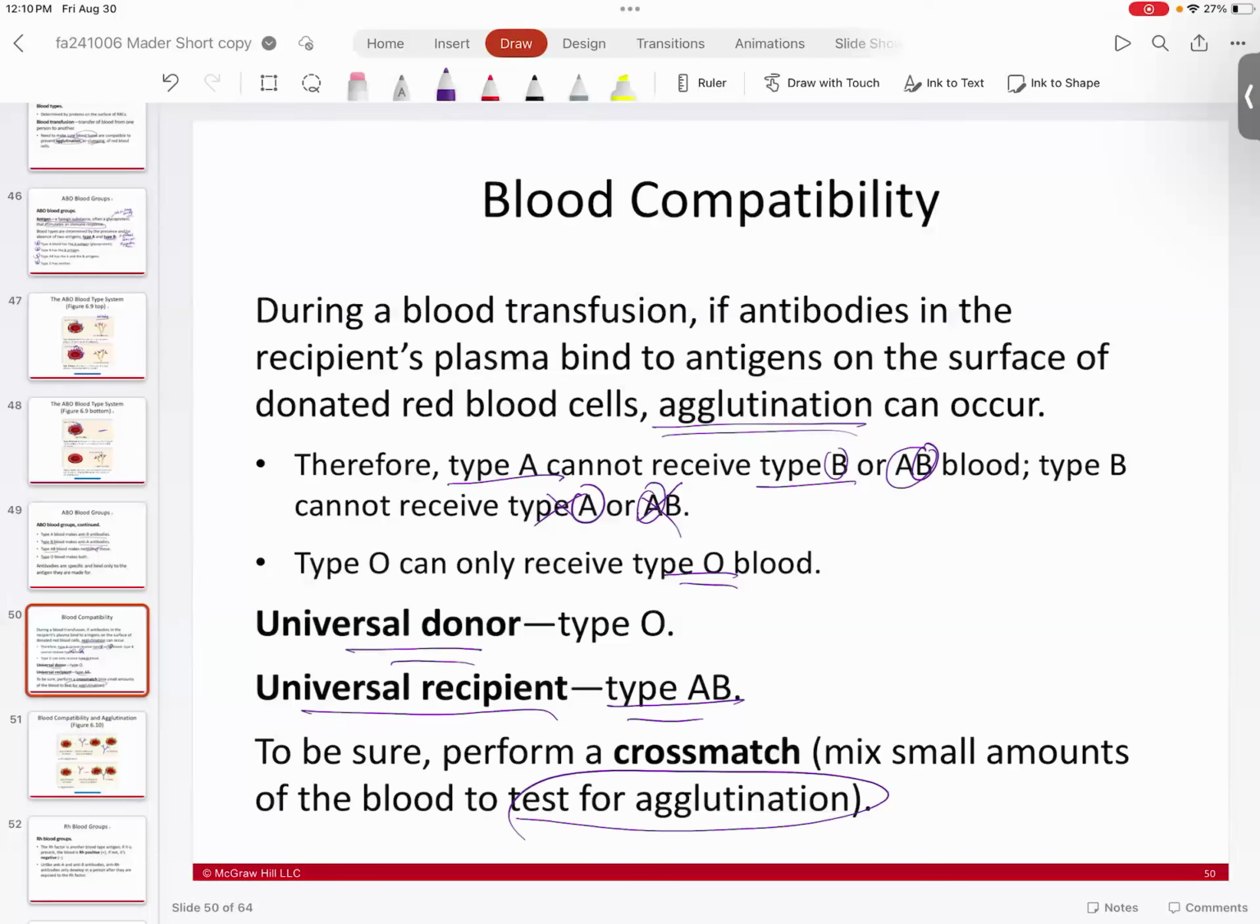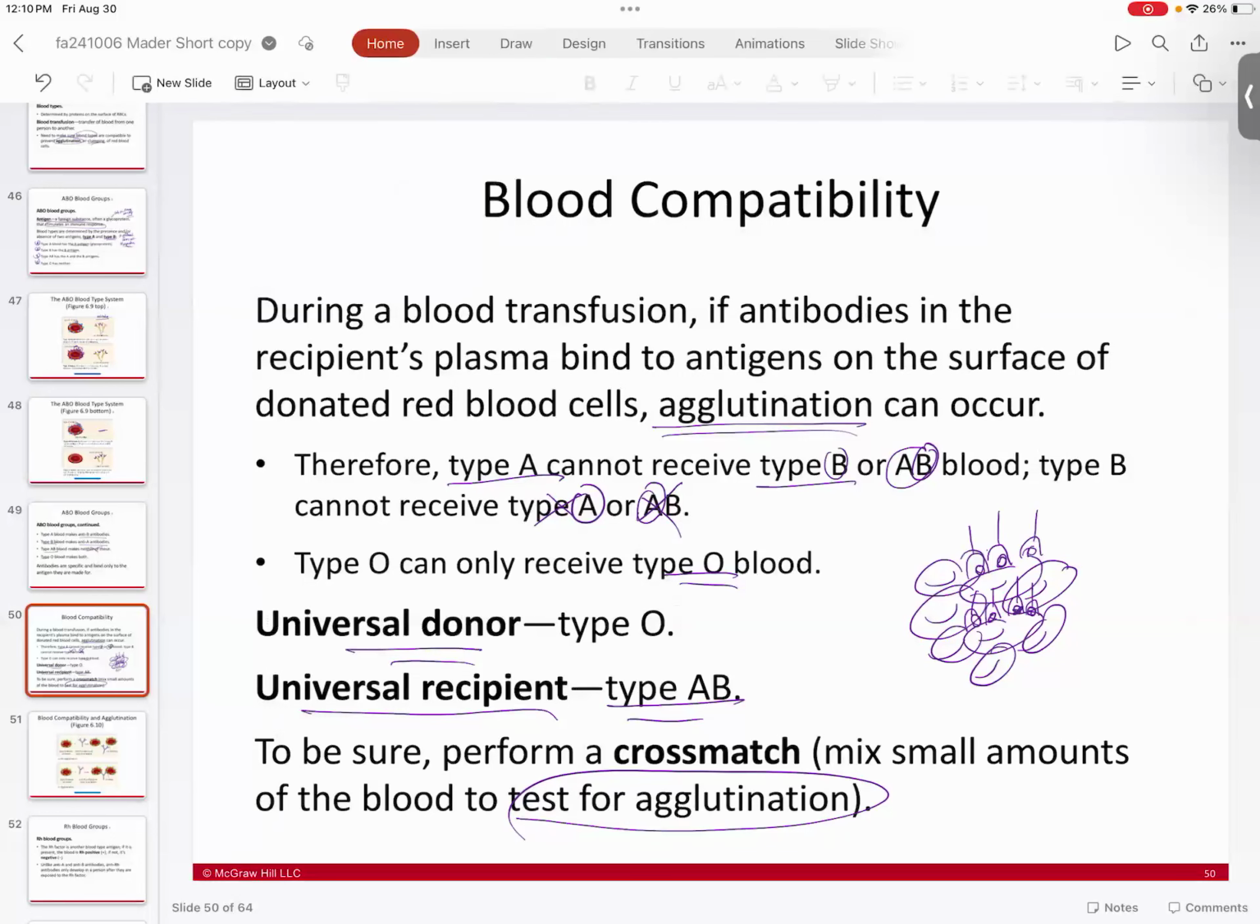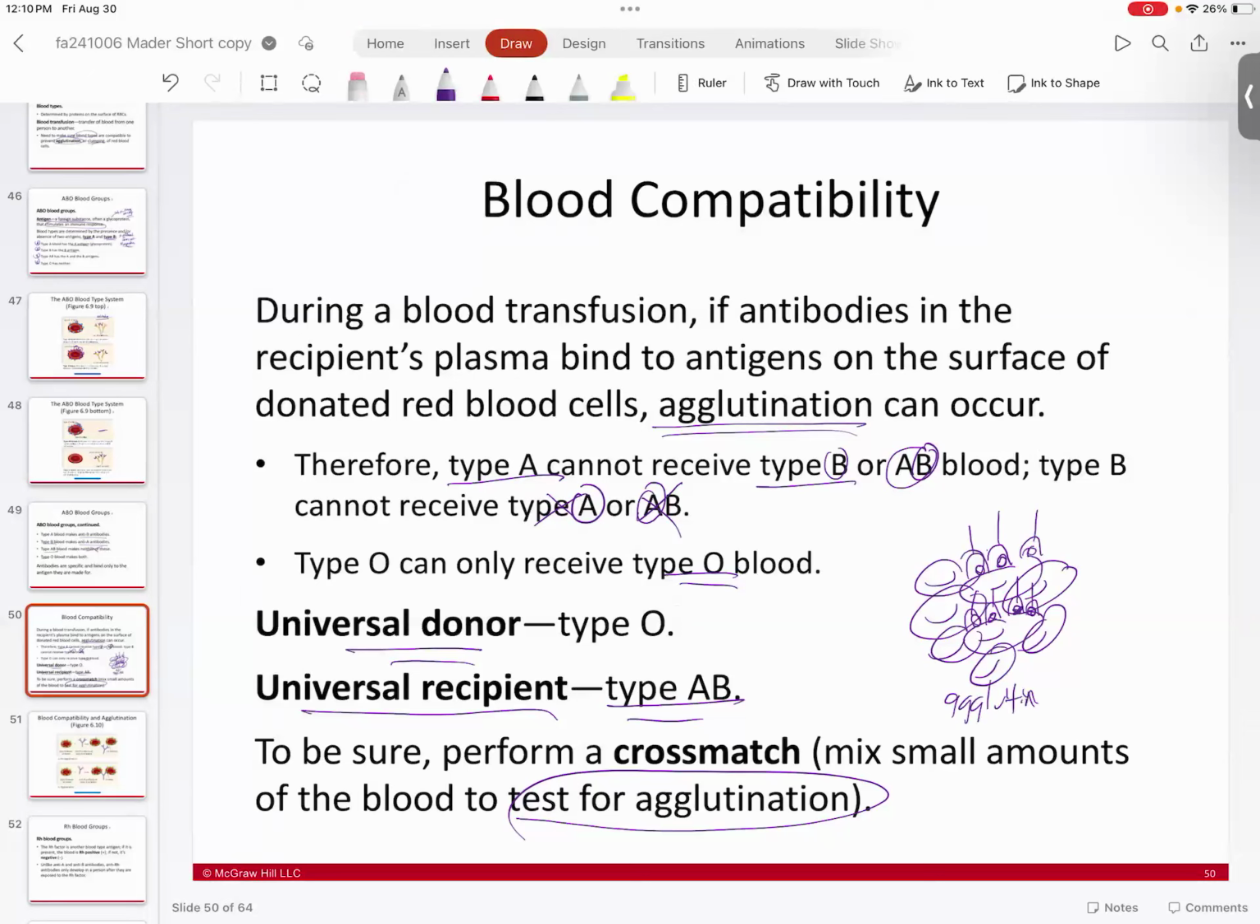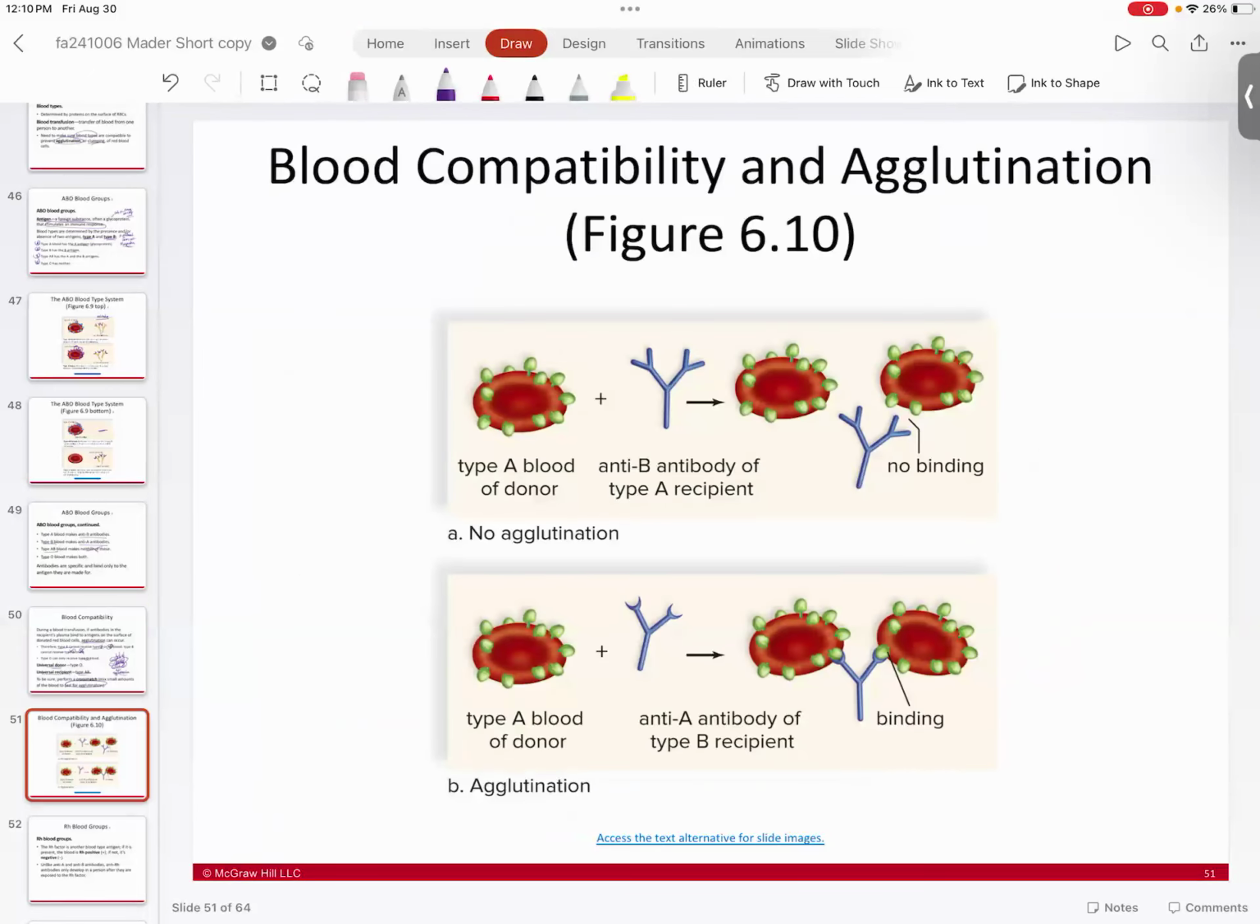So when we're talking about cross-matching, we're looking to make sure that we don't get any agglutination. Because what's going to happen is if I've got blood cells with the A-type antigen on it, and I happen to mix this with the A-type antibody, then my A-type antibody is going to basically bind to what it recognizes, which is this antigen. And what's going to happen is it's going to grab onto all these red blood cells and clump them up. This is agglutination. It tells you what's there. Right? So this is kind of what's happening, right?